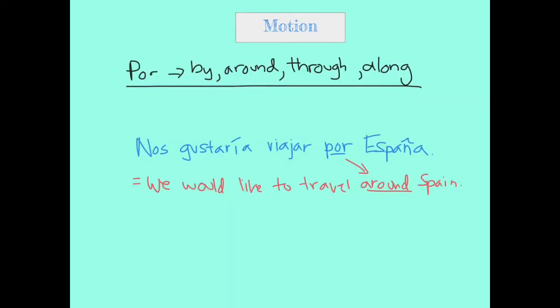On to M for motion. So por can be translated as by, around, through, or along. These are all motion words. So for example, nos gustaría viajar por España. Por here means around. We would like to travel around Spain. So we're giving almost a general location. It's not really being very specific. It's just a motion. We're going all around Spain. So again, por in this case, when it's a motion, means by, around, through, or along.